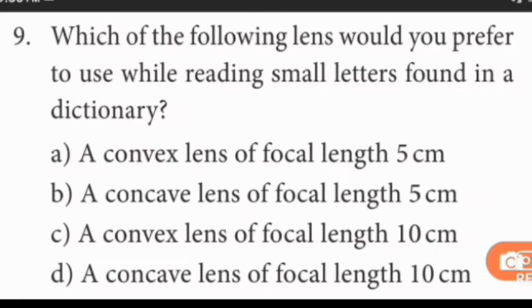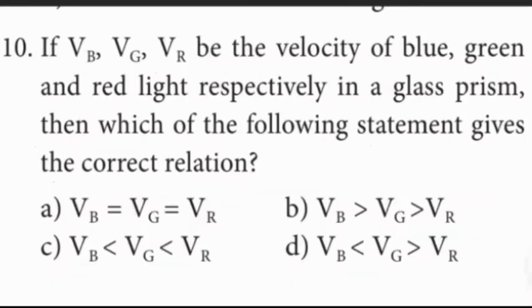The answer is option A, a convex lens of focal length 5 cm. The 10th question is, if VB, VG, VR be the velocity of blue, green and red light respectively in a glass prism, then which of the following statements gives the correct relation?